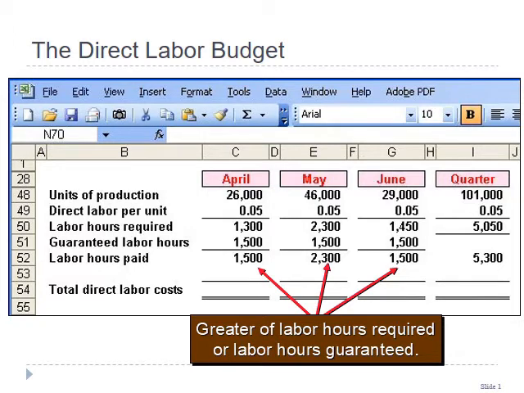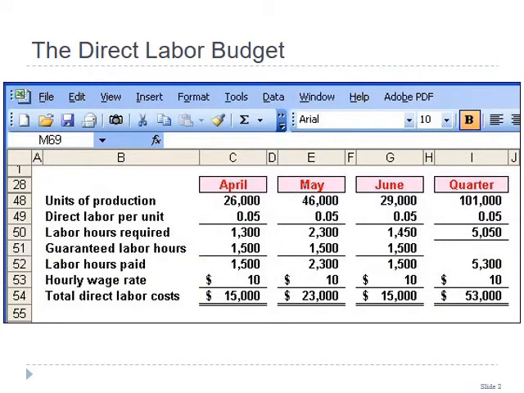Multiply by 10, right? But since every employee is to be paid according to 1500, we will not consider this one and we will not consider this one, so we'll replace it with 1500, right? And since this is above 1500, we'll not consider 1500, we will use the greater number 2300. So the per hour rate is 10, which means the workers are paid 15,000 in April, 23,000 in May, 15,000 in June. That's how our direct labor budget is made.